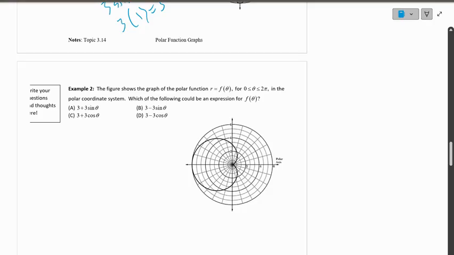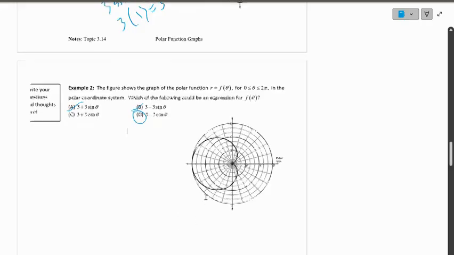But you can also just remember that it's horizontal based, which means it has to be cosine. So A and B are out. And then because the bigger part is on the negative x side, it would have to be negative cosine.